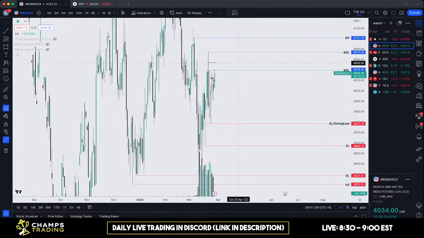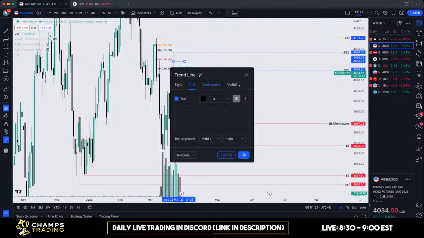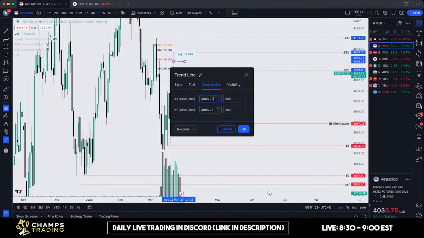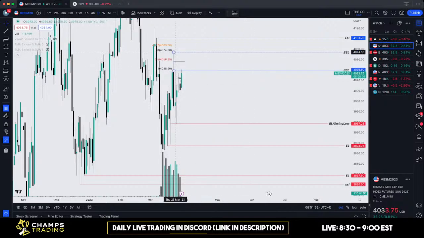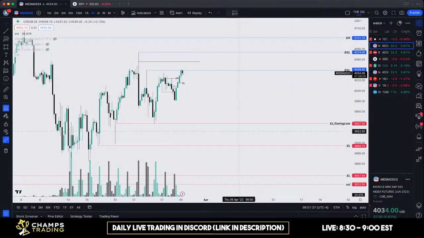If I could mark it out a little bit better. Yeah, so around 40.56, excuse me. So 40.56.25. That's an area where I'm looking for price to potentially retrace into, or push into, before we can see a potential drop or whatnot, right?